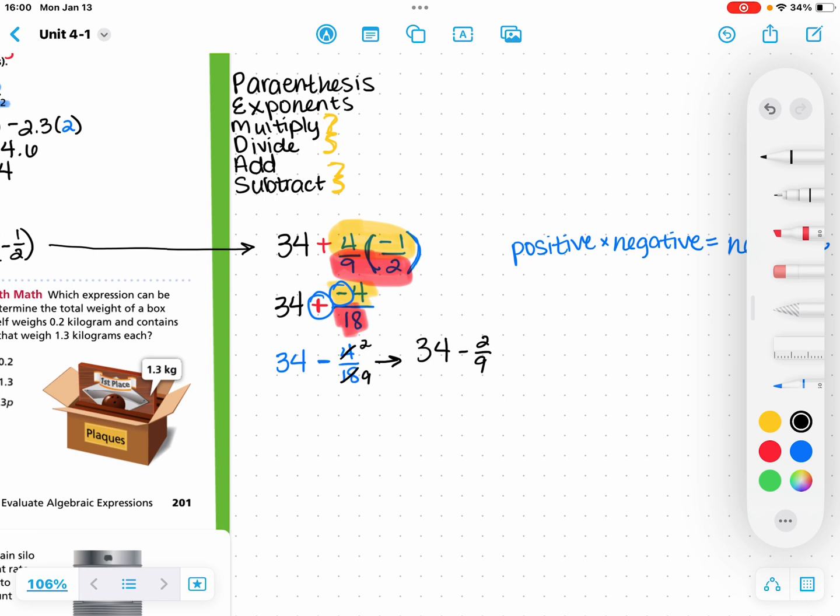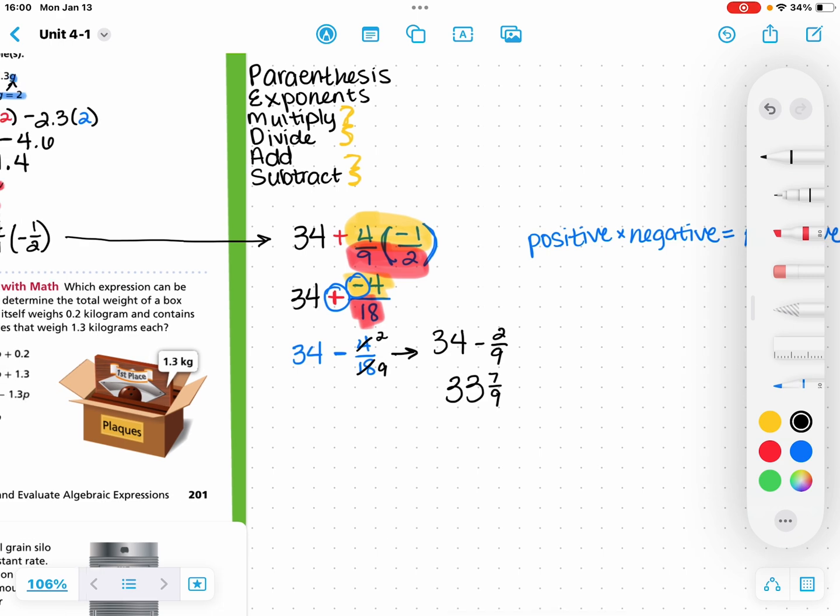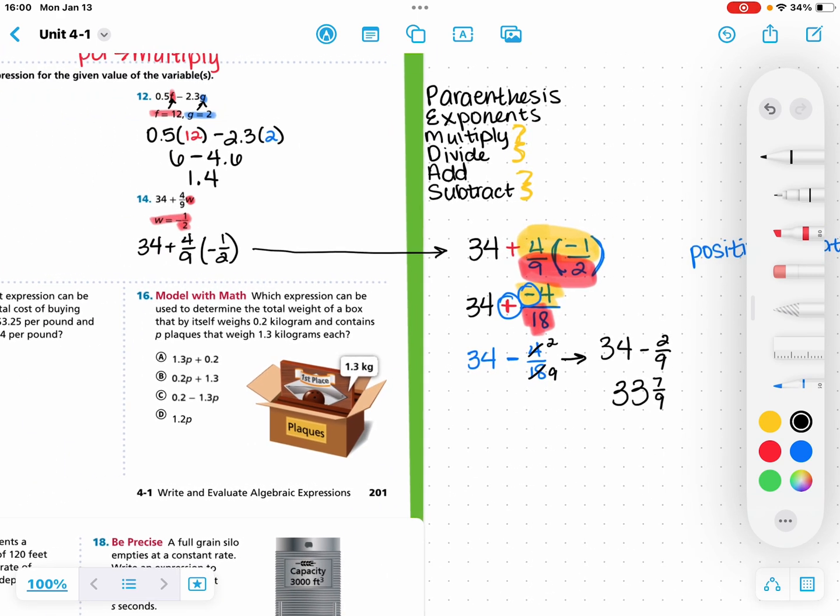Now, I've been doing this for a while, so if you do not like to just go ahead and subtract right off the bat, that is completely fine. But I know that this is going to subtract to be a 33 7 over 9. Subtracting 2 9s from 34 is going to leave me 33 7/9. And that was for question 14. There are a lot of steps in this one because we have that fraction applied, but it's all that we've done before. So as long as you take it step by step, you'll be okay.